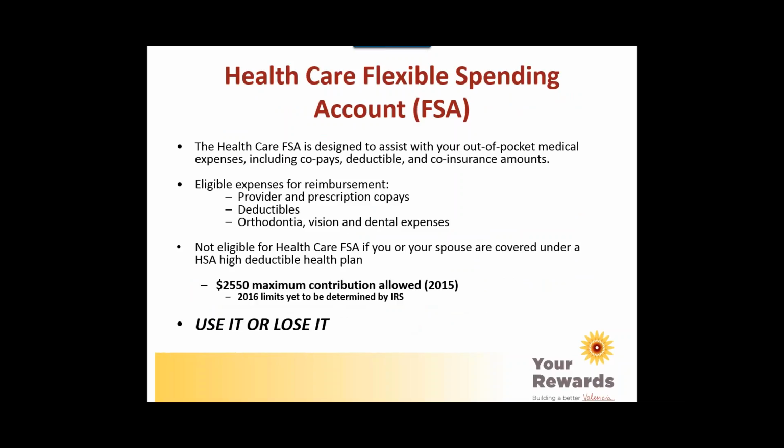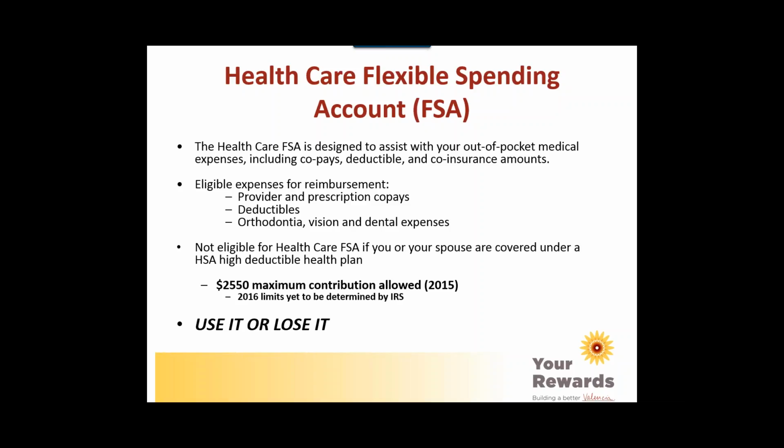Eligible expenses for reimbursement do include the co-pays and the co-insurances. Also, you can use it towards braces, towards any dental expenses. You can also use it for glasses or contacts, even the contact solution. If you sign up for the healthcare flexible spending account, you're not eligible for the health savings account with the higher deductible, with the Choice Plus HSA Silver plan.